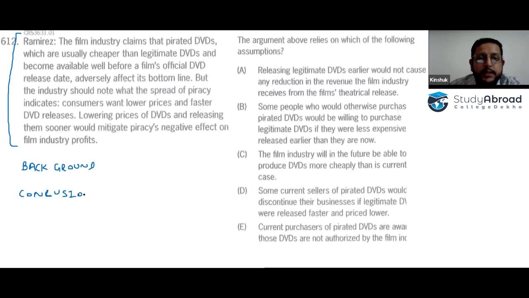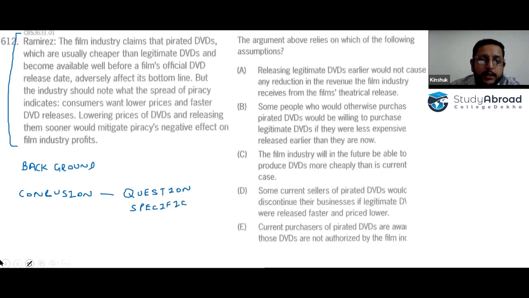So basically these two things make an argument, right? So what is our strategy here? Well, when we are reading the argument, we'll find out what the conclusion is, right? And remember that our conclusion has to be question specific. So what is the question going for? From there, you'll understand what kind of conclusion we are looking for, right?